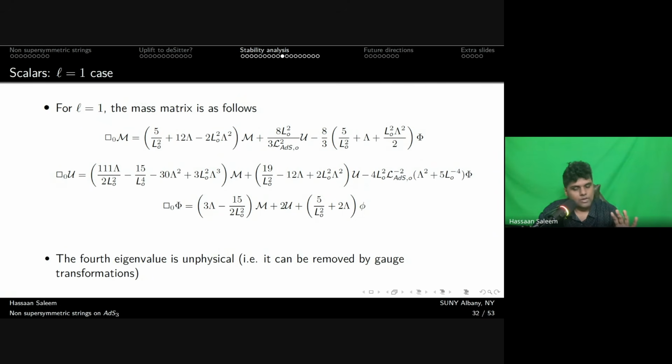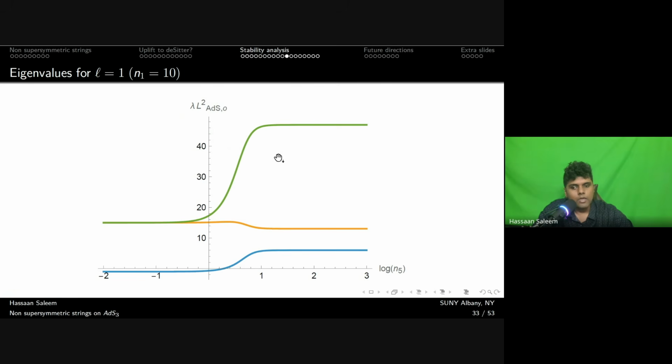So you have 3 equations now. One equation just becomes trivial, the equation that I showed you earlier. Therefore, the 4th eigenvalue is unphysical because it can be removed by gauge transformations. So now you have a 3 by 3 mass matrix. Therefore, you will have 3 eigenvalues, and we can plot them against fluxes, and you get this. Now, this green and orange, well, they're always positive, no problem there. But this blue eigenvalue, now you can easily see that it's negative. And it's not easy to see, but this blue eigenvalue is exactly at -1. So it saturates the BF bound, but it doesn't violate it because it never goes below -1.